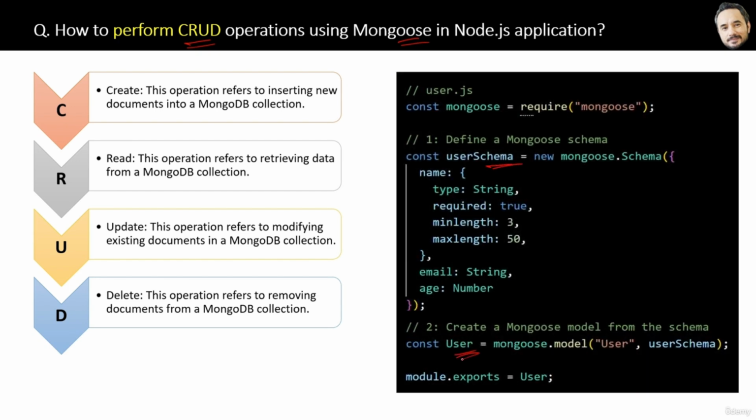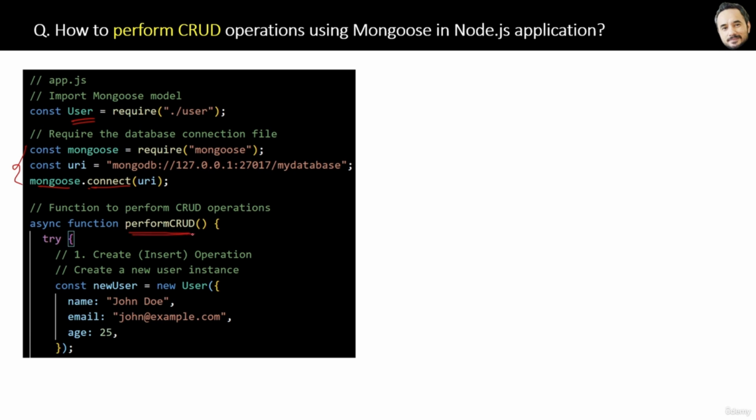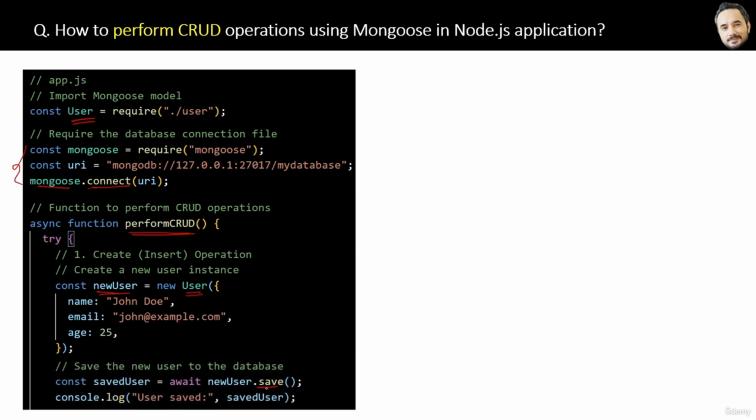Okay, so now for CRUD operations, first we will set up the user schema and model like this, and you already know this, right? Now in the app.js file, we will require the user model and set up the MongoDB connection via the Mongoose library. No doubt, right? Now I have created this one method, performCRUD, and inside this function only we will do all the CRUD operations. Okay, so first create a user instance like this from the user model. Then save this user to the database using the save method of the user model. That is the first CRUD operation, that is create or insert operation.